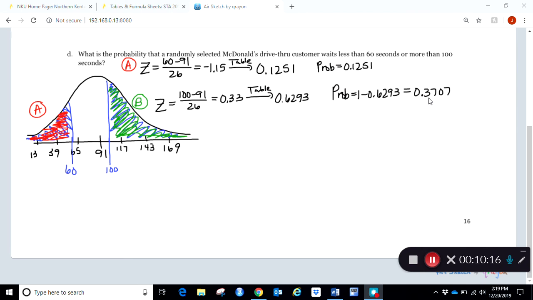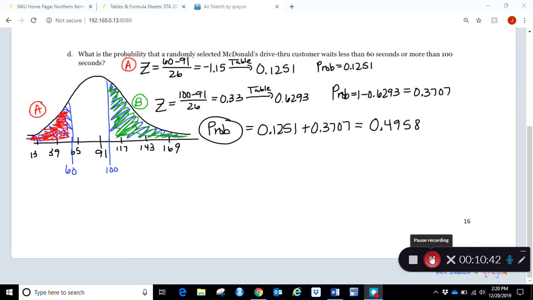So I found my two separate pieces now, A and B. To find my overall probability, we're just going to add those two pieces together to give me my total probability. So I'm going to get a total probability of 0.4958. And now finally, I can interpret this probability.